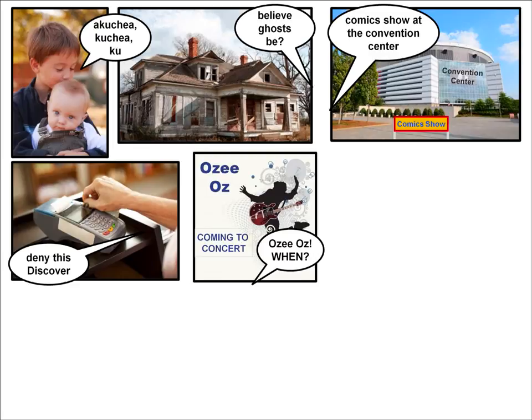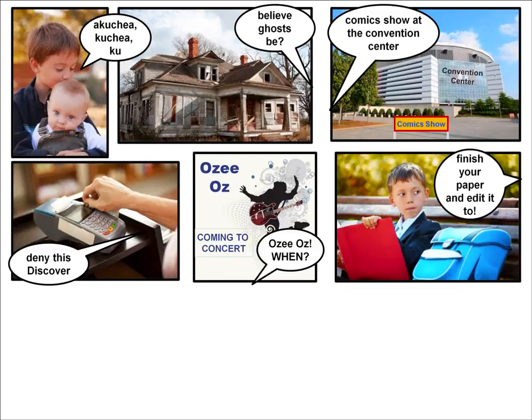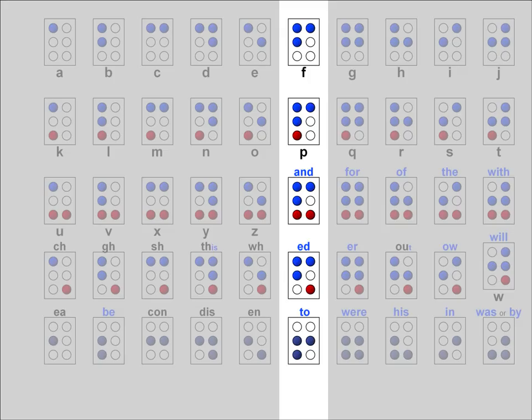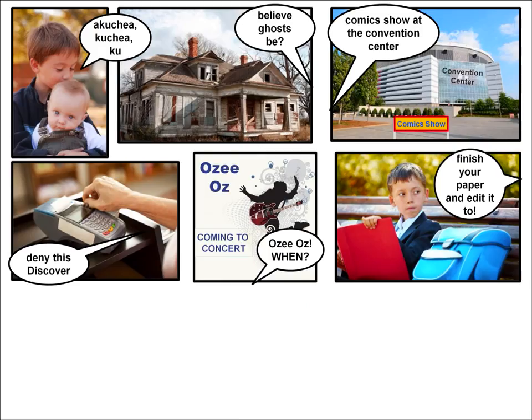So you sit down at the bus stop, and since you have some time, your dad looks at you and says, "Finish your paper and edit it too," which helps us remember the F column. F, P, and ed too, or finish your paper and edit it too. So you say, okay, Dad. And then he gets up and goes to buy a magazine to read on the bus.